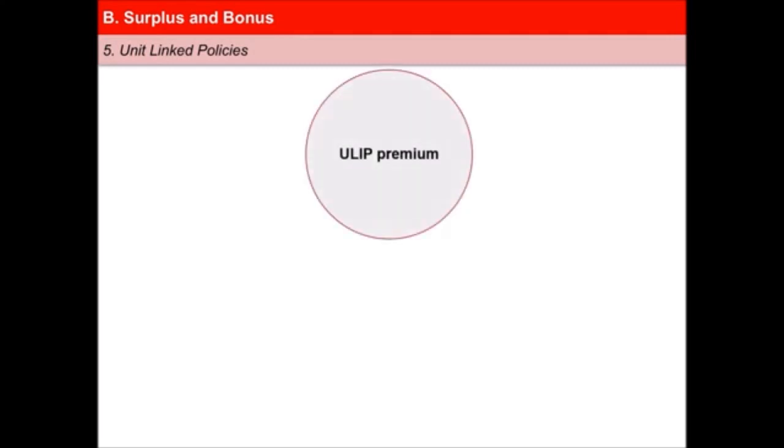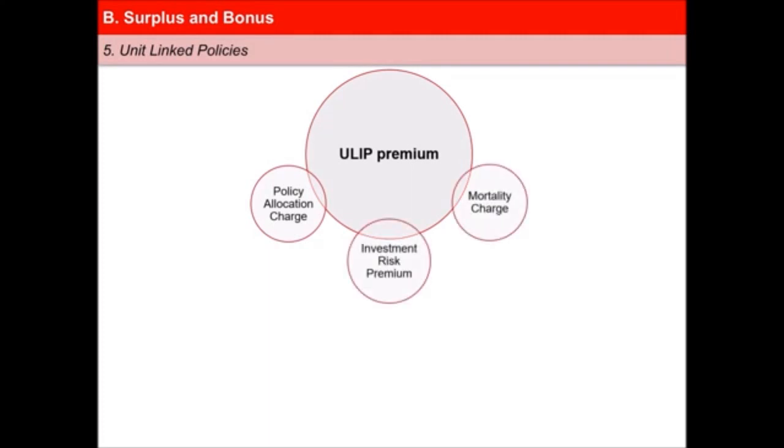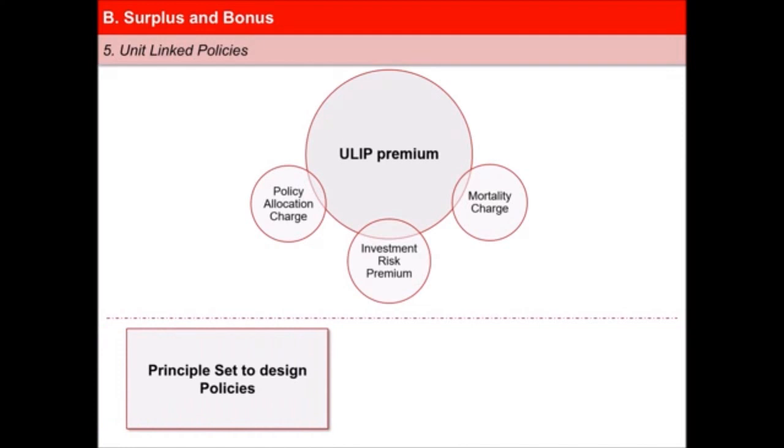Finally, let us look at unit-linked policies and their principles. ULIP premium comprises policy allocation charge, investment risk premium, and mortality charge. They involve a different approach to design the products and follow a different set of principles, which are as follows. First, unitizing. The distinctive feature of these policies is that their benefits are wholly or partially determined by the value of units credited to the policyholder's account at the date when the claim payment is due.